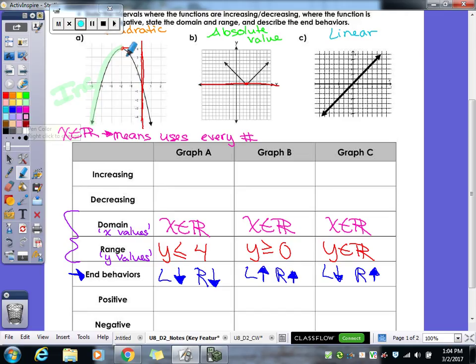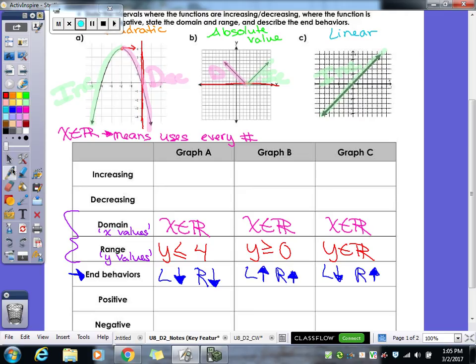Left side of my graph is doing what? I'm sorry, right side of my graph. I said that wrong. That side is decreasing. So my quadratic has both increasing and decreasing. How about my absolute value? This one starts decreasing first, and then the right side of it is doing what? Increasing. And then for our line, what's that one doing? That one is increasing the whole time. So you've got to be able to figure out when it's increasing, when it's decreasing. You always start at the left, and you work your way over.